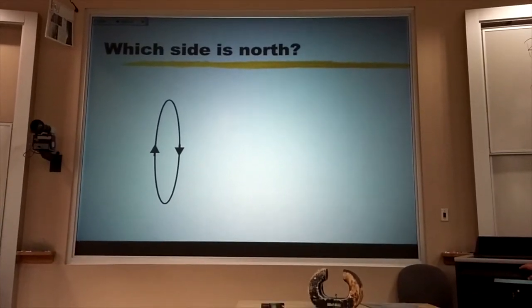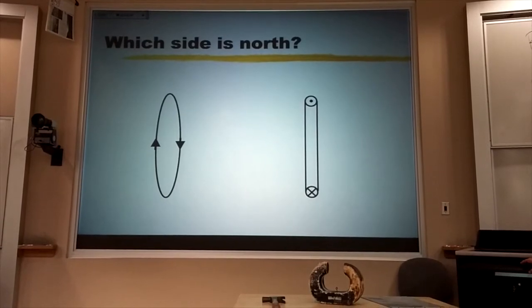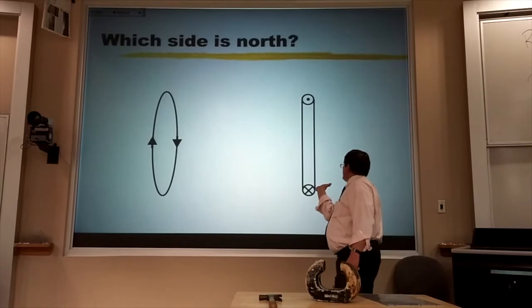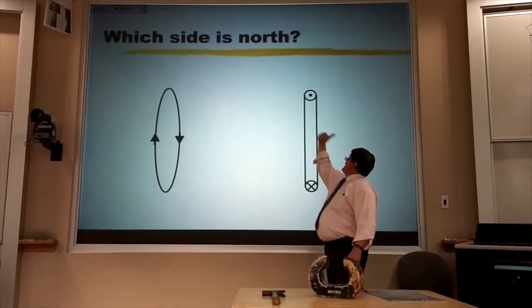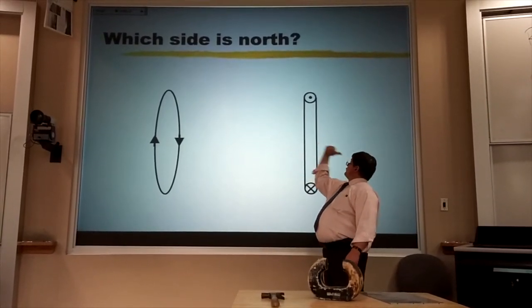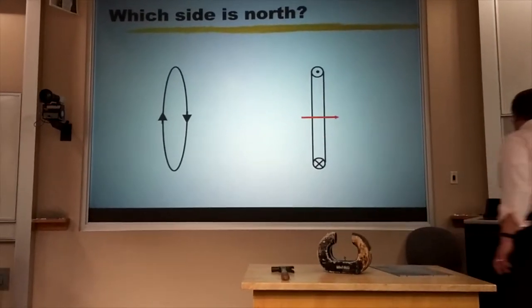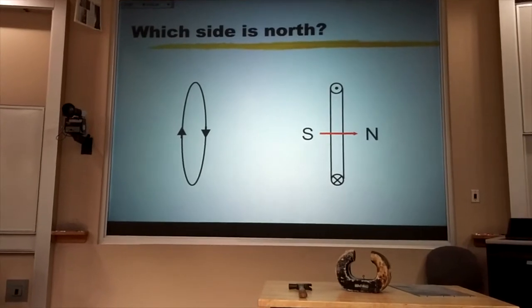I'm going to try to draw my loops this way as a cross section. And here, it's clear that the current is going away from you at the bottom and towards you at the top. And so that means that the north side of this loop is going to be to the right. Okay?